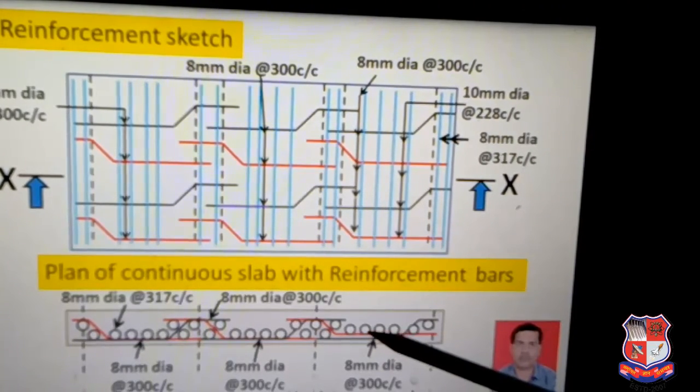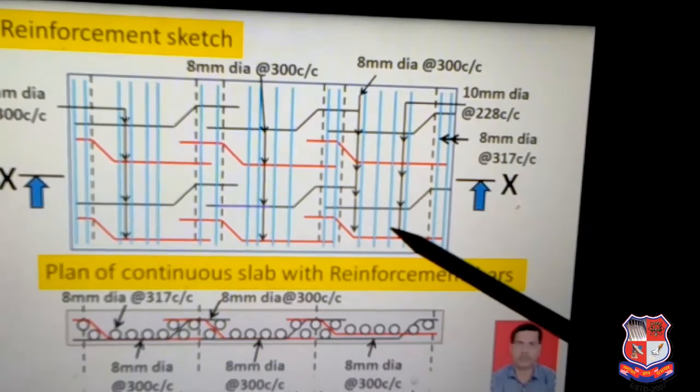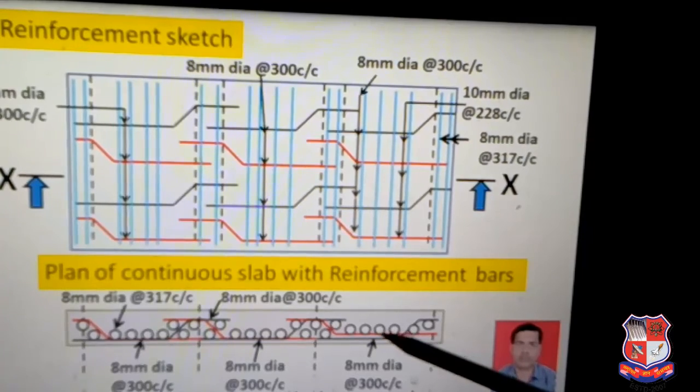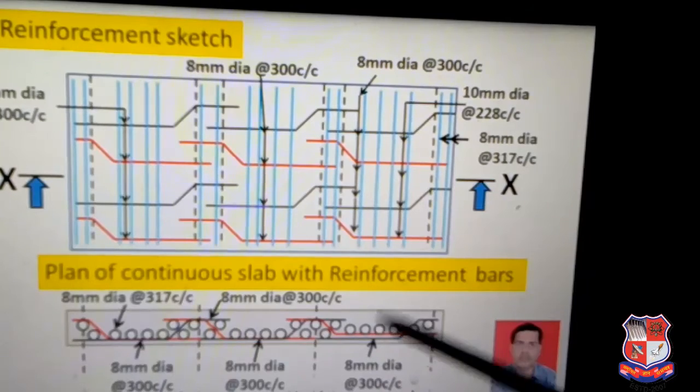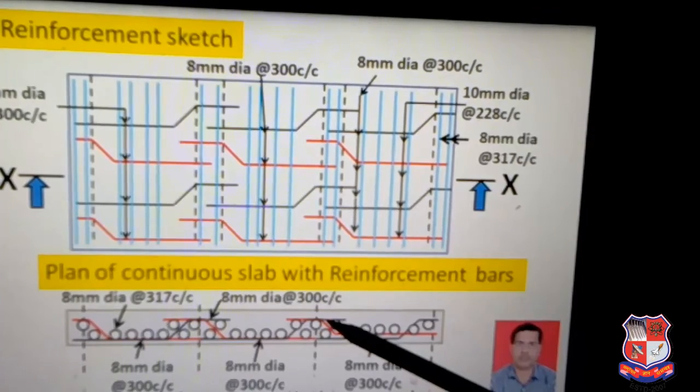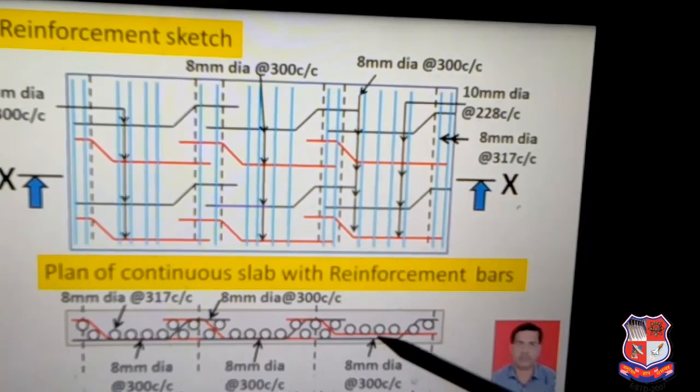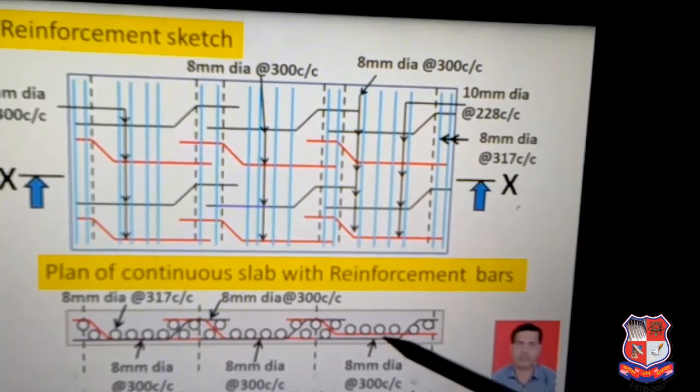Now the white circles are the distribution bars, shown here as the blue line. The blue line distribution steel, the white circles, is provided on the top of the lower main steel and below the upper main steel. The main steels are the main bars responsible for taking the tensile stresses, and the distribution steel bars are responsible for keeping the main bars in the proper position and protecting the slab against temperature and shrinkage stresses during the concreting and hardening processes of the RCC.